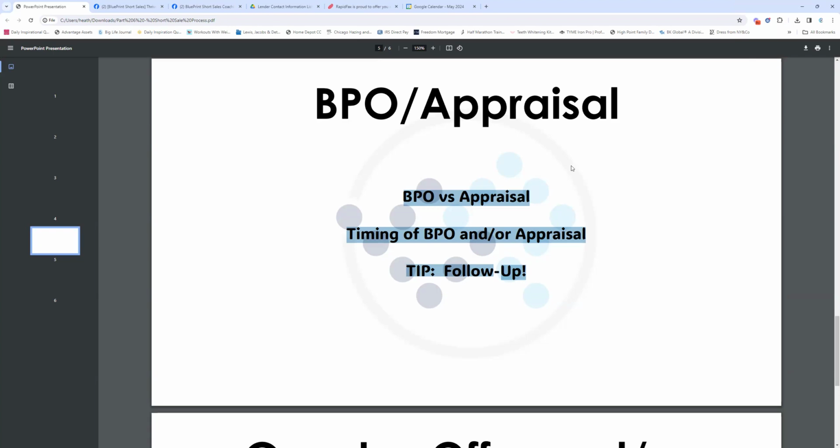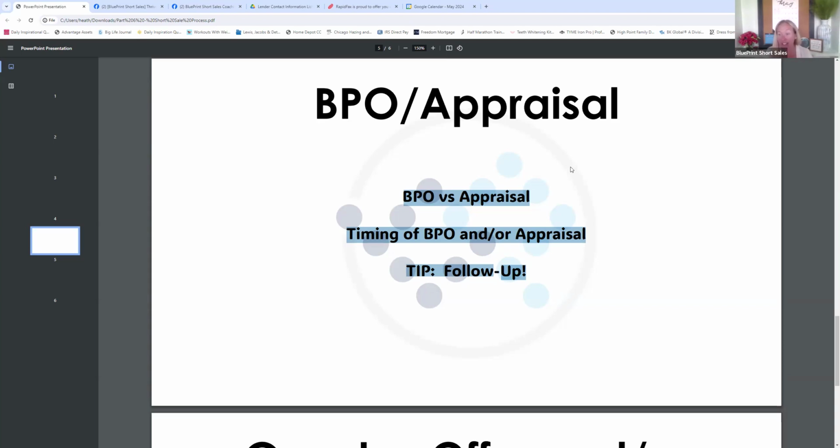And a BPO is a broker price opinion. Mhm. Can you just clarify, what do you mean it's an opinion? Opinion of price, opinion of what it's worth? Yeah, so the BPO and appraisal is essentially for the bank to determine the value. So everyone's always like, oh, they owe this much. It does not matter how much they owe in a short sale. I don't even care. I rarely even ask that.